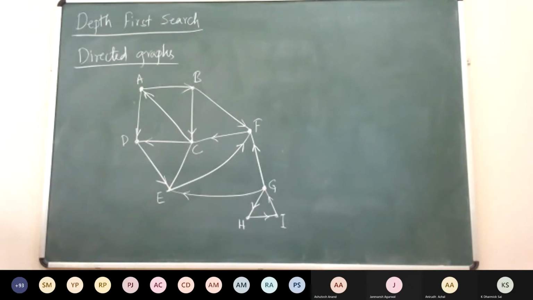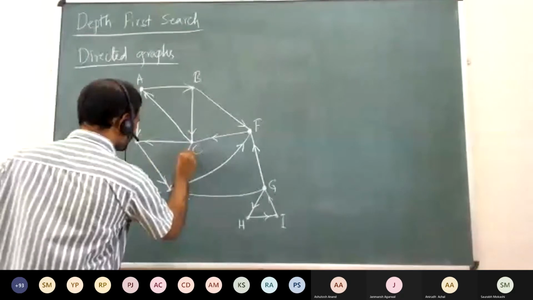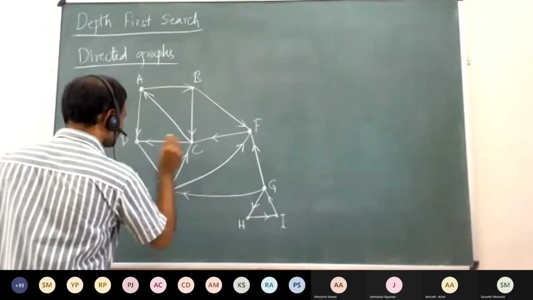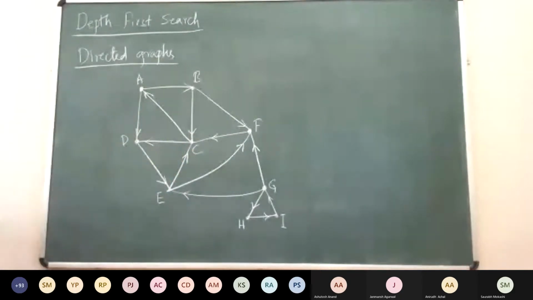Sir, what about E to C? Where is the direction? Oh, sorry. E to C. What do you want the direction to be? Now, since you asked it, you tell me. E to C. Okay, you like going from E to C. Okay. Good.